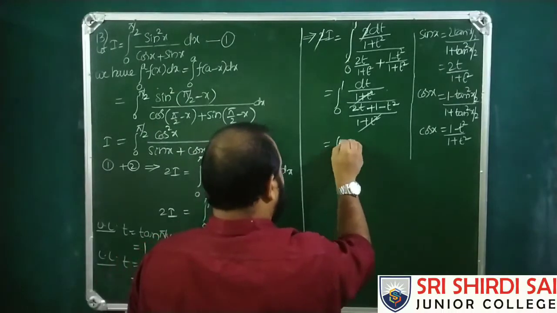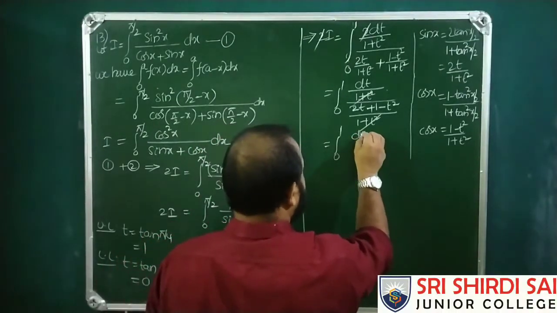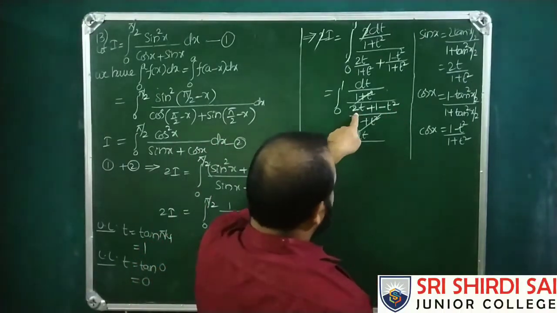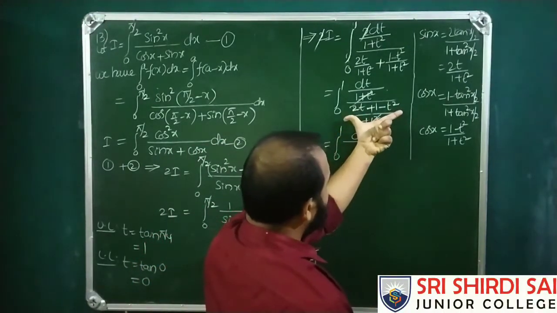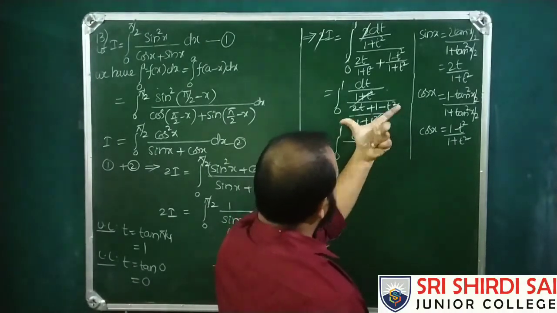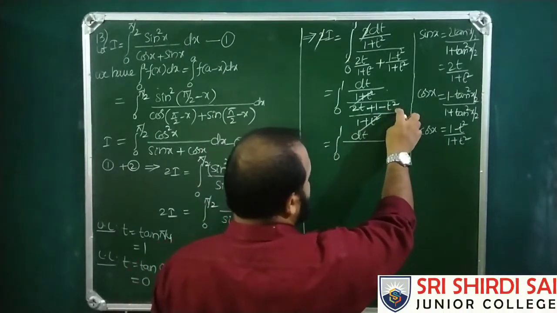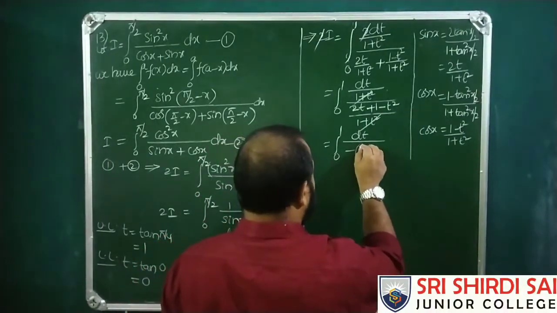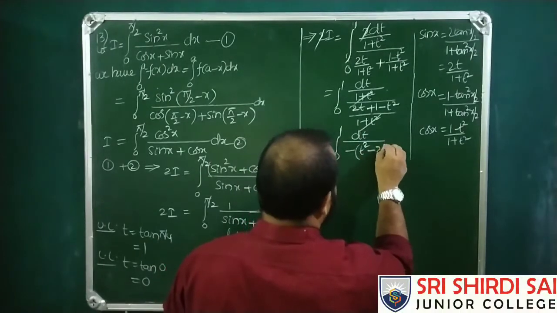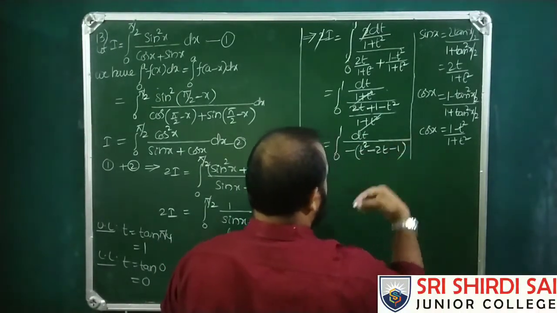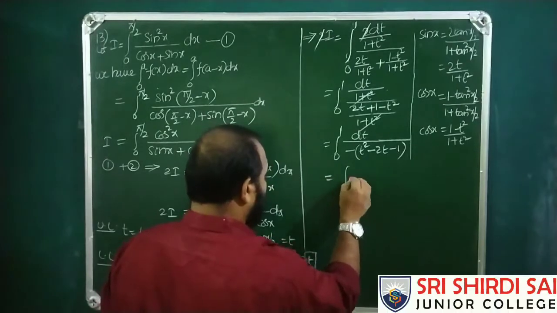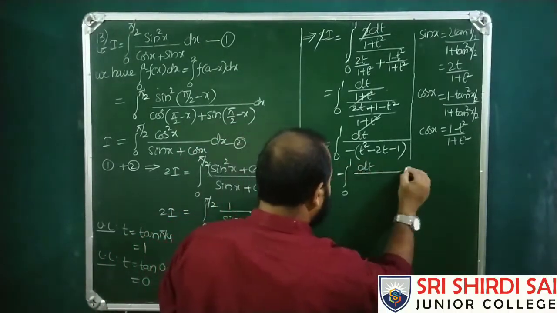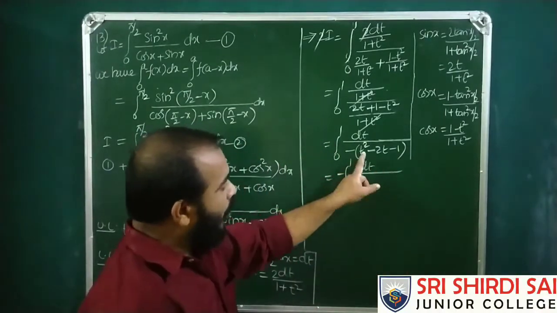Integral 0 to 1 dt by... this we have learned how. 2t plus 1 minus t square, this is a quadratic expression in terms of t. So t square coefficient, the minus sign is to be taken common. So t square minus 2t minus 1. So 0 to 1, this minus I am writing outside. So dt by, this we know how to do.